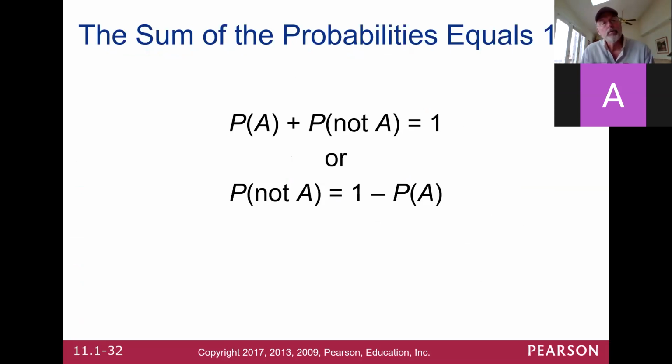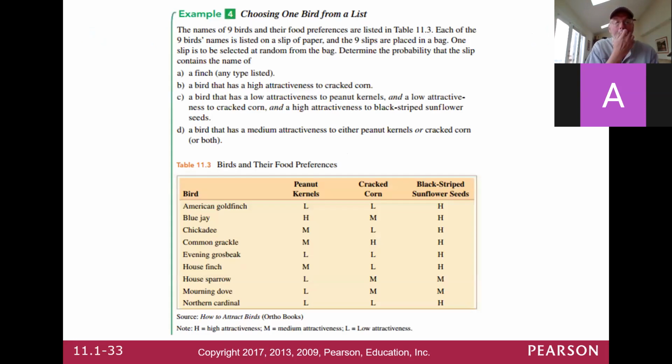Okay. So the sum of probabilities equals 1. We could have the probability of event A plus the probability of not event A, and that would add up to 1. And if we wanted to think about what the probability of not A is, that is equal to 1 minus the probability of A. All right.